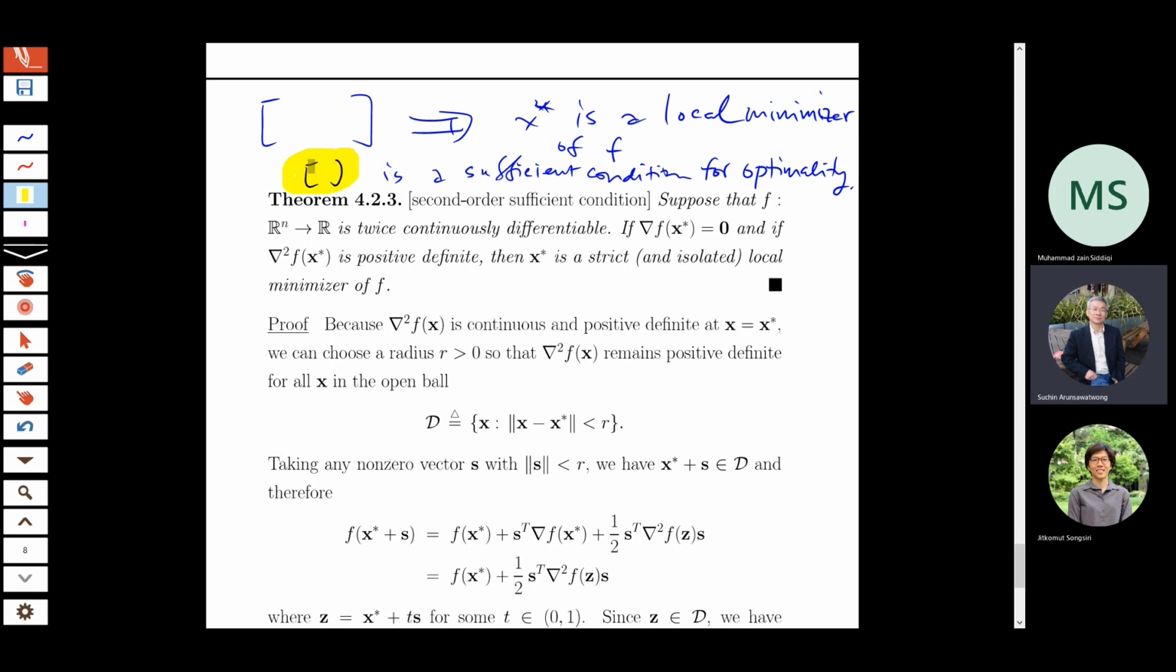and if the Hessian matrix of the function f at that point is positive definite, then we can conclude that x star is a strict local minimizer of the function f. Again, here we want to conclude that x star is a local minimizer of the function f. So what do we have to do?